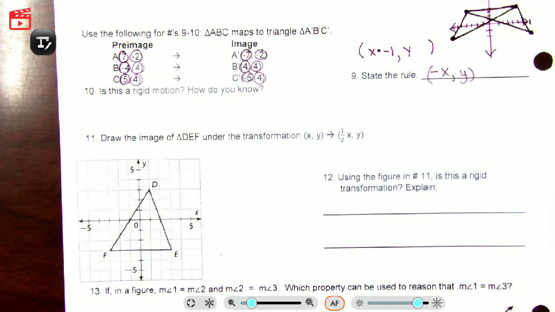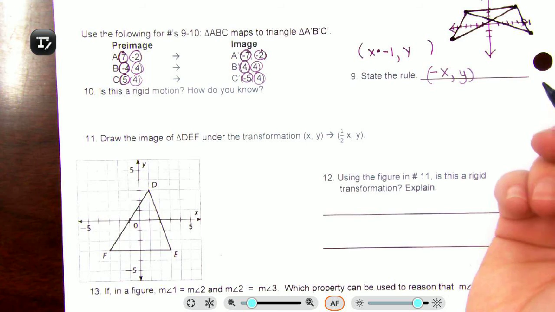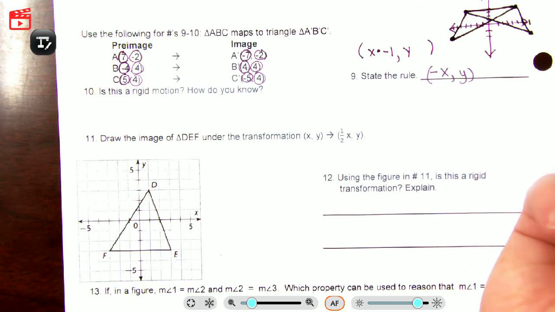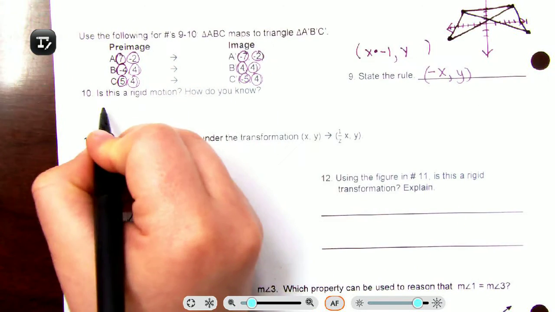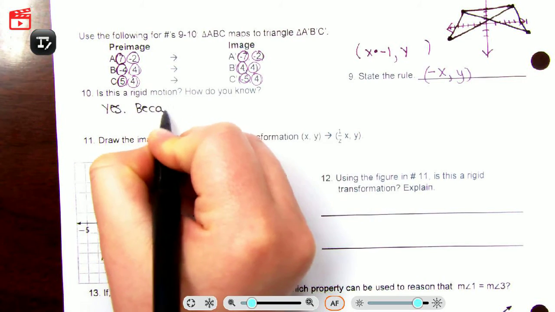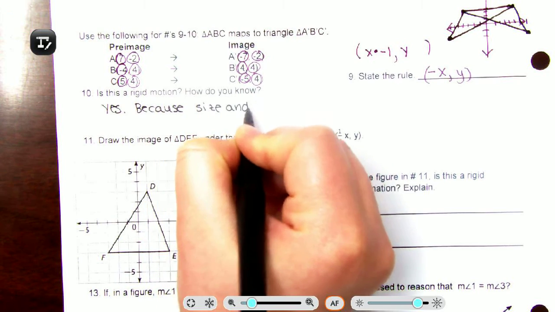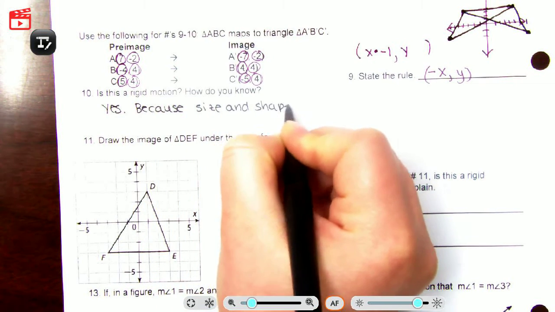So again, what changes size is multiplication with a number, like times 2, times 3, times negative 5. So is this a rigid motion? Yes, it is rigid. How do you know? Because size and shape is the same.